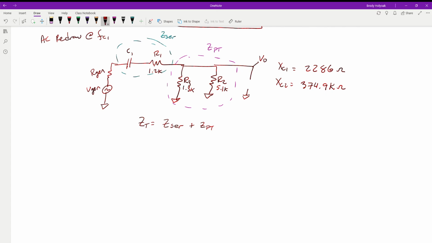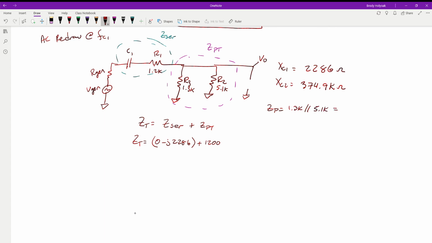Okay, so when we look at those, we are going to have our Z series and our capacitor is going to be equal to, so if we add these guys up, Z total, our capacitor is going to be 0 minus J 2286. That's going to be added to the 1200 ohms. And then when we take these guys, we do this parallel branch. These two guys, so our Z parallel total is the 1.3K in parallel with the 5.1K.